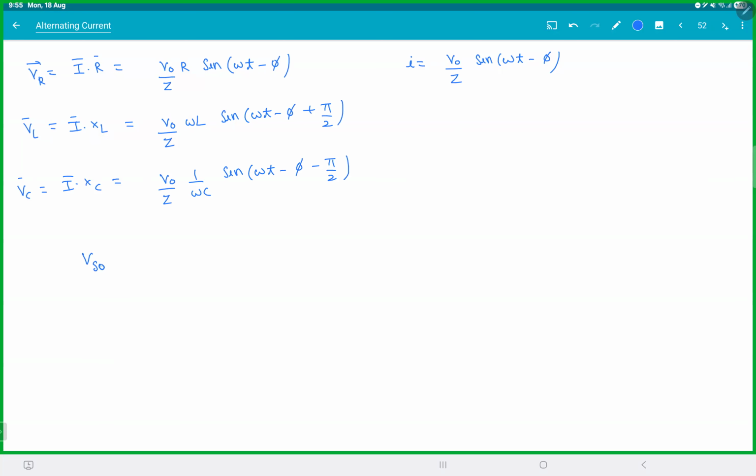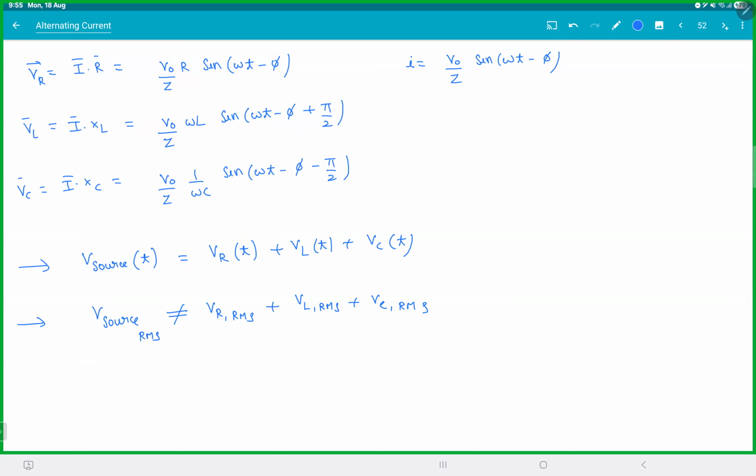So V source as function of time t will be voltage across the resistor as function of time t plus voltage of inductor as function of time t plus voltage of capacitor as function of time t. But you can't do the same thing for RMS values. You can't say V source RMS is equal to VR RMS plus VL RMS plus VC RMS. Can you tell me why I can't add the RMS values directly? As function of time, I can add them because of Kirchhoff's law.